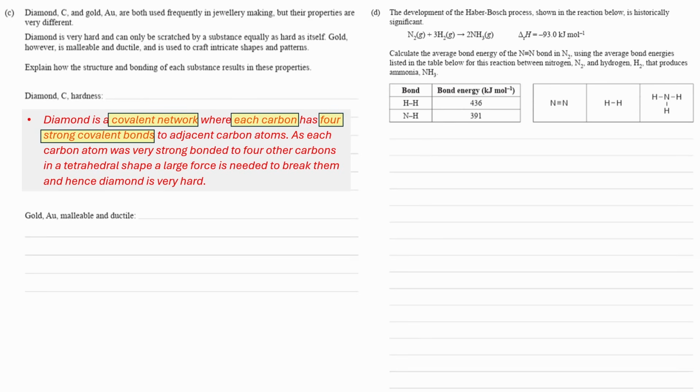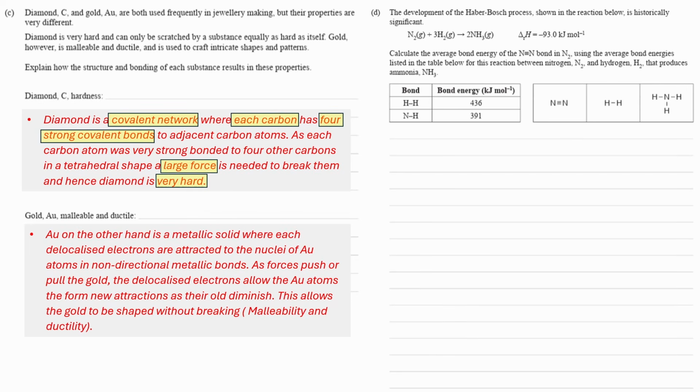So diamond is a 3D covalent network where each carbon has 4 strong covalent bonds to adjacent carbon atoms. As each atom has a very strong bond to 4 other carbons in a tetrahedral shape, a large force is needed. So large force, very hard. The first part, we always start with the type of substance, the type of particle, and the type of bonding. Okay, and we link those 3 together. That's always going to get us our achieve point for the start.